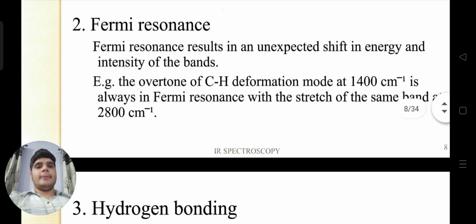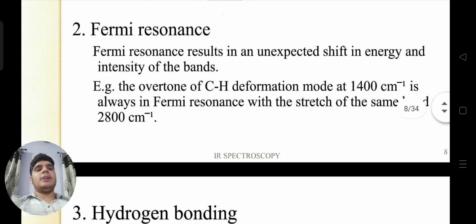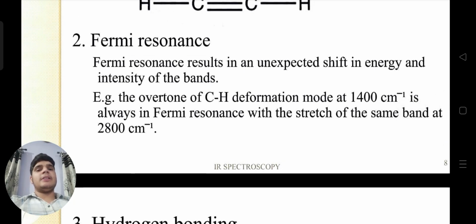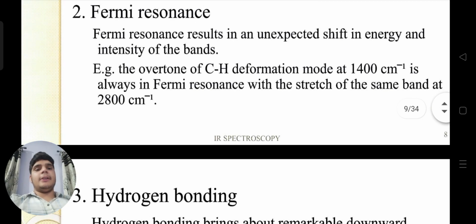The second one is Fermi resonance. Fermi resonance also affects the vibrational frequency, as it results in an unexpected shift in the energy and the intensity of the bands. Example: the overtone of the CH deformation mode at 1400 per centimeter is always in Fermi resonance with the stretch of the same band at 2800 per centimeter.